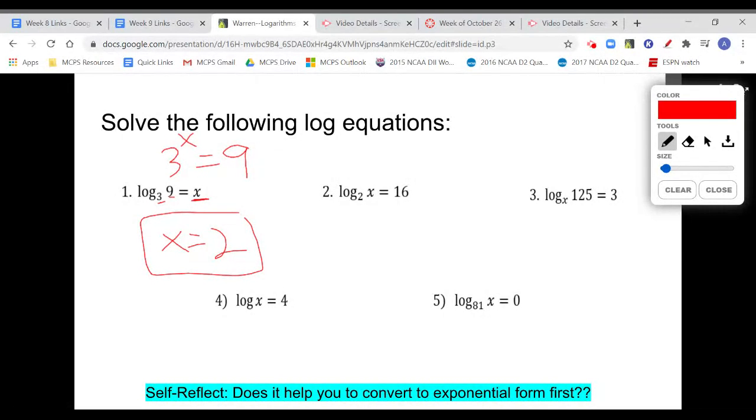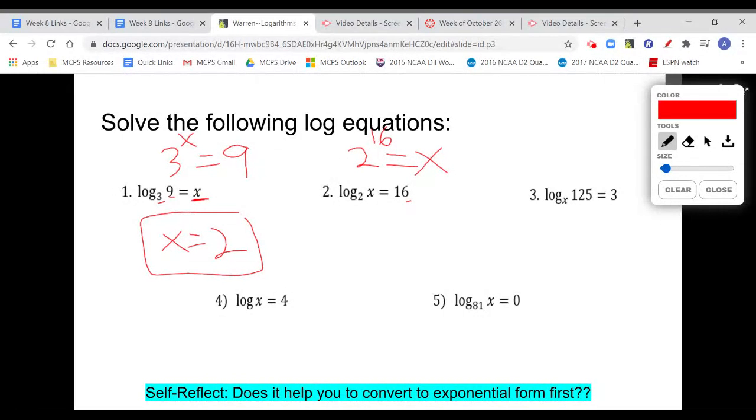When it comes to x being located in other spots, converting into exponential form is even more important. So here I'm asking, 2 to what power gets me to x? And that power happens to be 16. So how do I get from 2 to x? Well, I raise it to the 16th power.